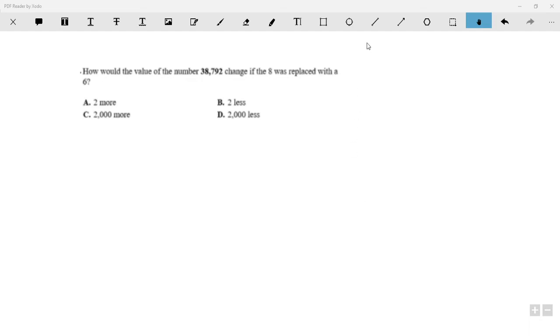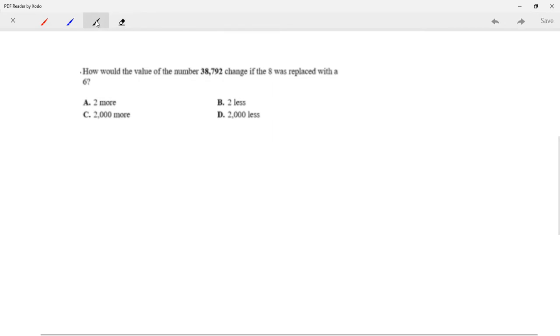Alright, today we are going to go over a place value word problem. This is a bit of a review, but this is the type of question that they like to throw on the EOGs.